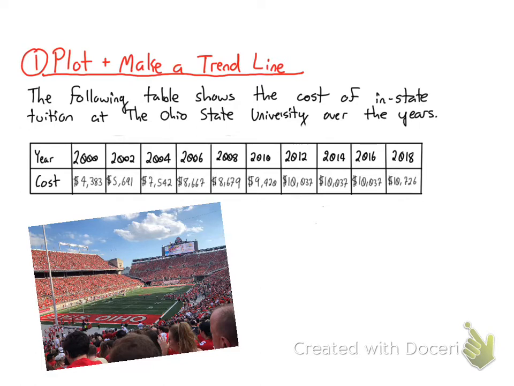So we're going to first focus on making a scatter plot in our calculator. In the example problem we're going to look at, I have a table that shows the cost of in-state tuition at The Ohio State University over the years. I'm starting in the year 2000, and I have data ranging all the way up to 2018.